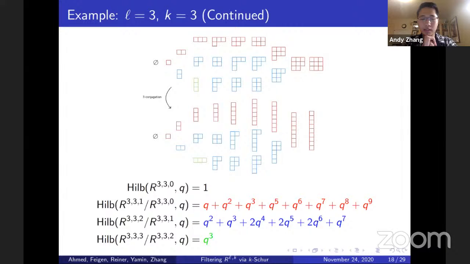let's pause for a while and look at what this implies in terms of the Reiner-Tudose conjecture. We know that the Hilbert series of the zero subalgebra is just 1. And the Hilbert series of the first quotient is q plus q squared plus dot dot dot plus q to the 9th. And so on and so forth. And it's not difficult to see that there's an obvious connection between these. But it's actually still a conjecture that these relations remain true in general.